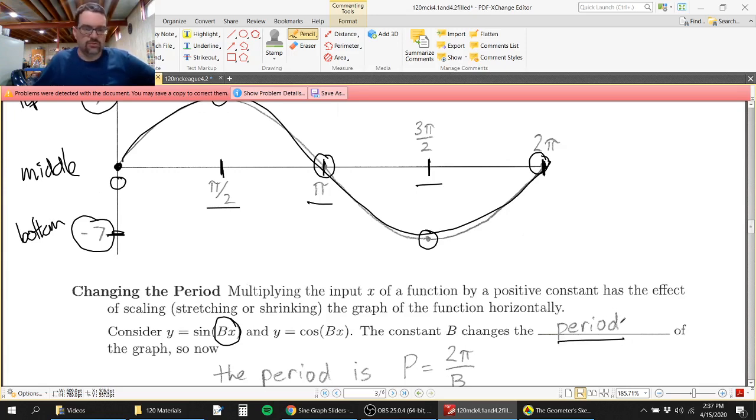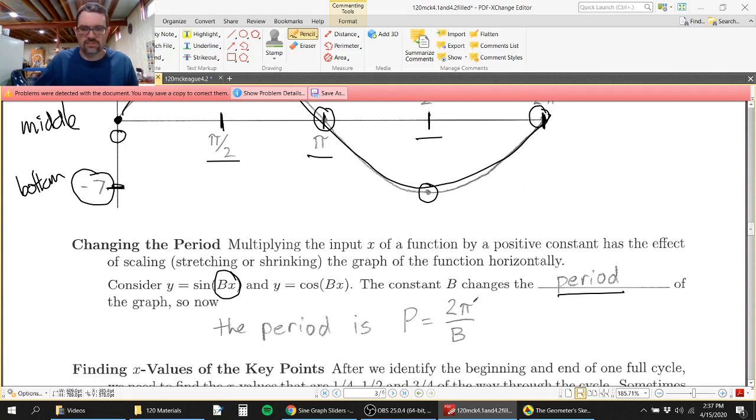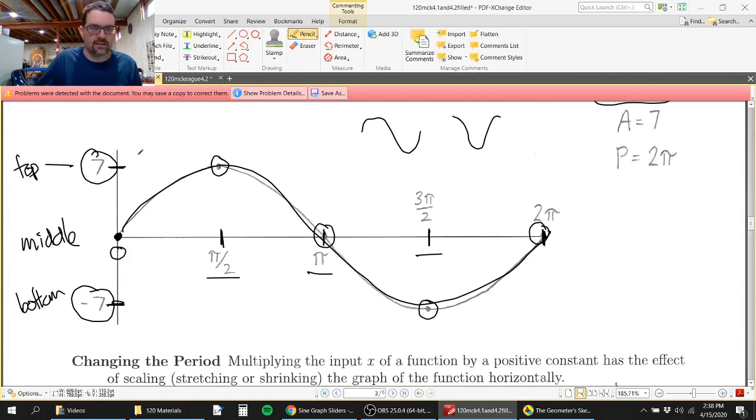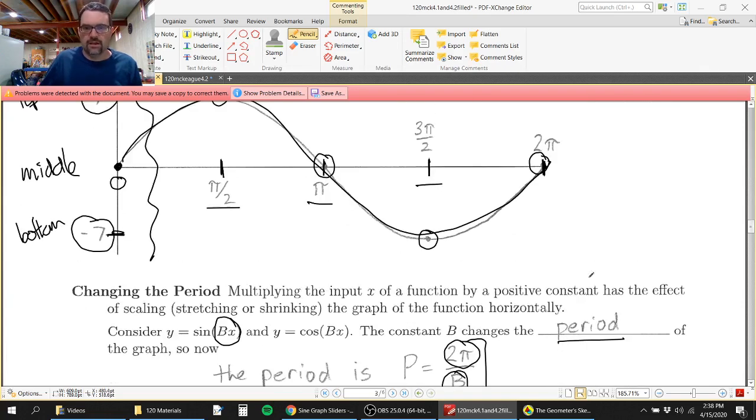So the original period is 2 pi. The new period follows this formula, which is a little different. You take your standard period of 2 pi, and you divide by whatever that number is to get the new period. All right, so this is going to change the x-axis for us, right? The letter A has an impact on the y-axis. The capital B, if you multiply the input, has an impact on the x-axis instead. And so it's going to change these x values.